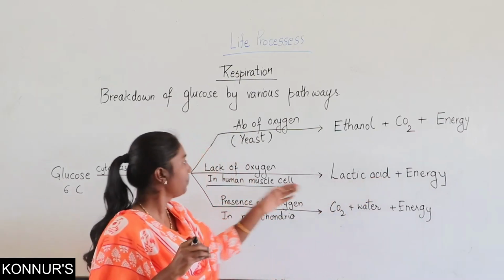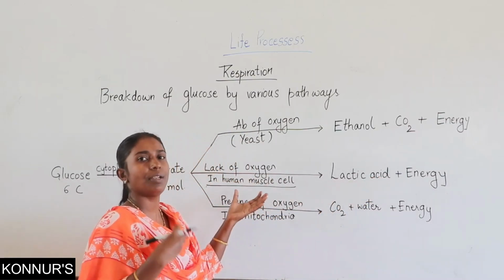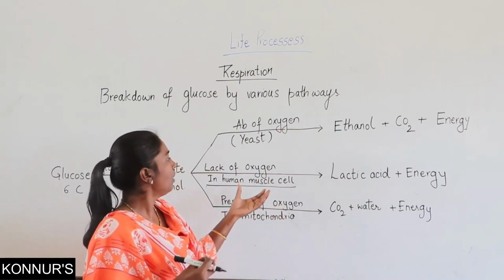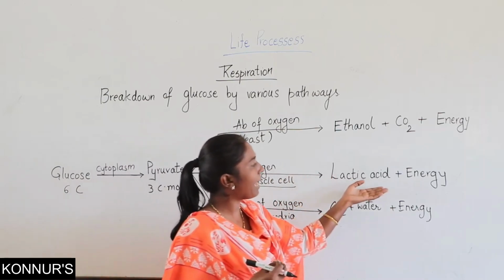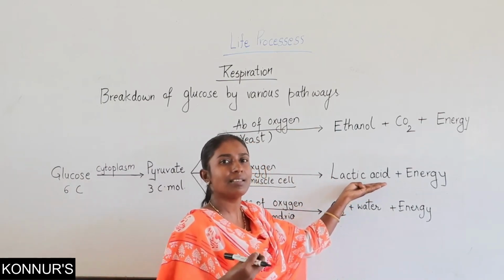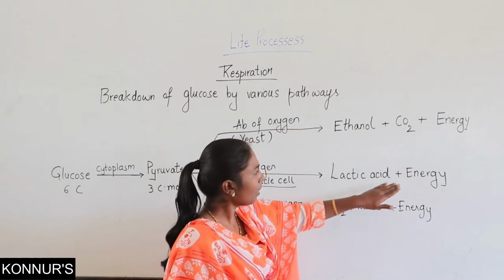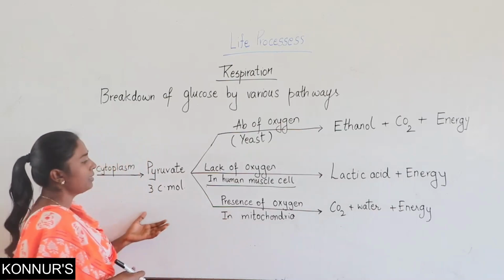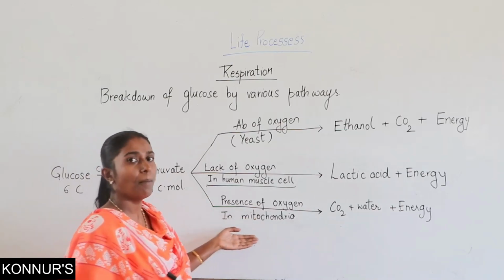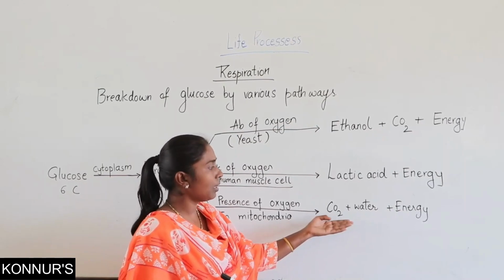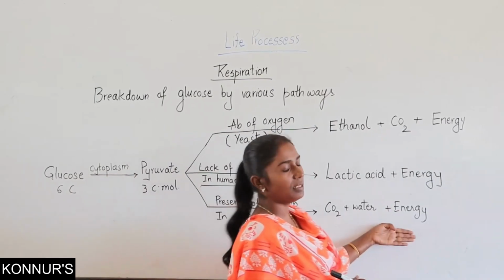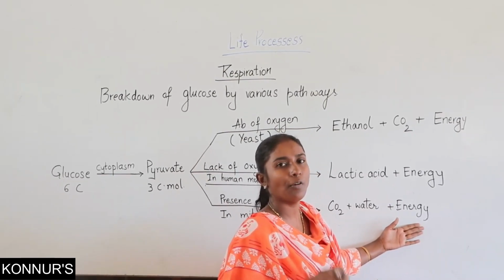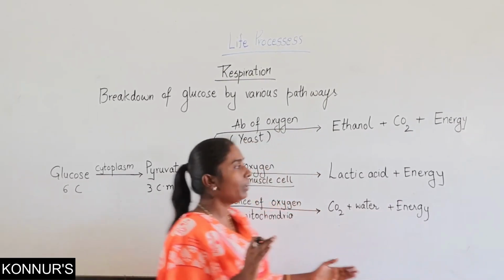Please make a point that when there is lack of oxygen, when a person does a lot of exercise and there is less supply of oxygen to the muscles, the formation of lactic acid takes place, and this results in cramps, and along with it energy is also given out. Now what happens in the presence of oxygen in mitochondria? It produces carbon dioxide and water, plus a large amount of energy is produced, and this energy is used in the form of ATP.